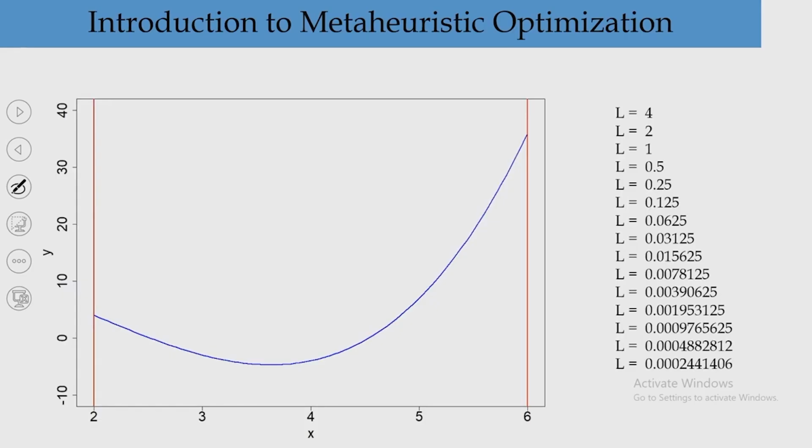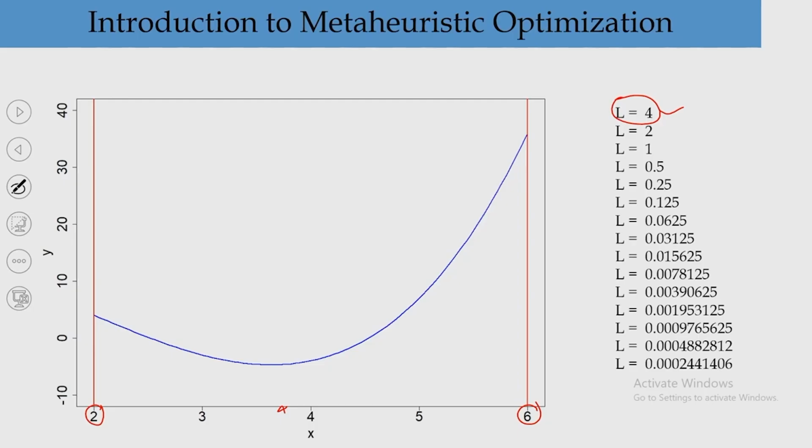Suppose this is a function and we have only one optimal solution somewhere here. Now, if I apply the region elimination technique, in this case suppose I have applied the interval halving method. I have shown you the solution at different iterations, and this is the beginning. The initial length of the search space is 4. The lower bound is 2 and the upper bound is 6.